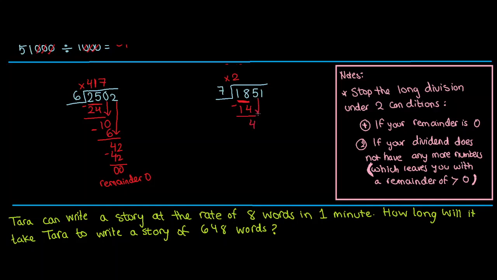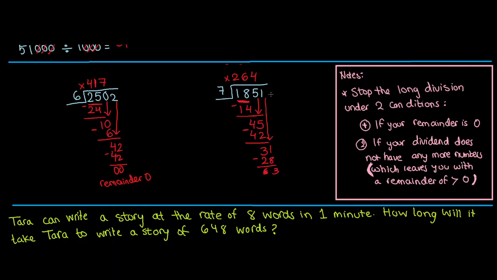We bring the second digit down, 45. What multiplied by 7 is almost 45? Well, the answer is 6, because 6 times 7 is 42. And then we subtract. 45 minus 42, that is 3. We bring the final digit down, and that is 1. What multiplied by 7 is almost 31? The answer is 4, because 4 times 7 is 28. And we subtract, and the answer is 3.